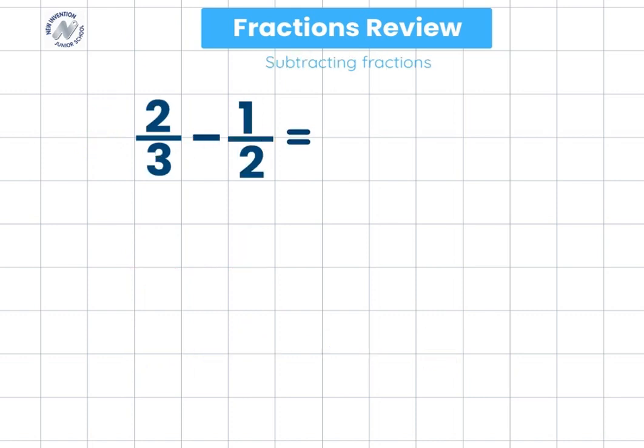For subtraction, it's exactly the same method. So I'm still just finding common denominators. So 3 and 2 are both factors of 6. So I'm going to convert both of them to an equivalent fraction. I've multiplied 3 by 2, so I'll do 2 times 2. Then I've multiplied 2 by 3, so I'll multiply 1 by 3.